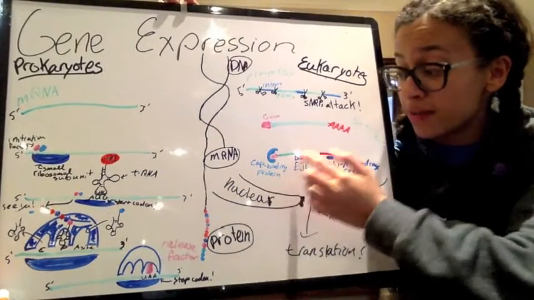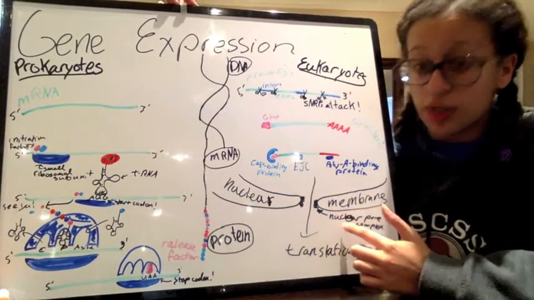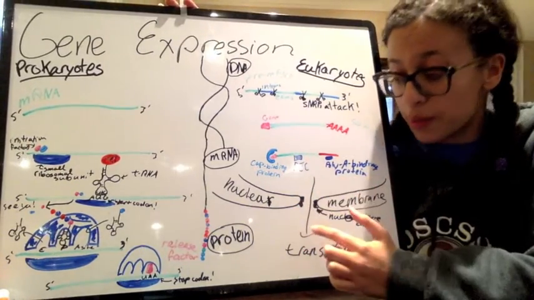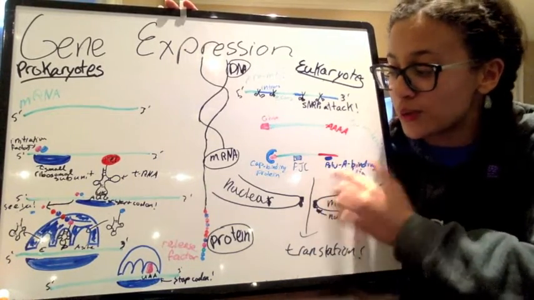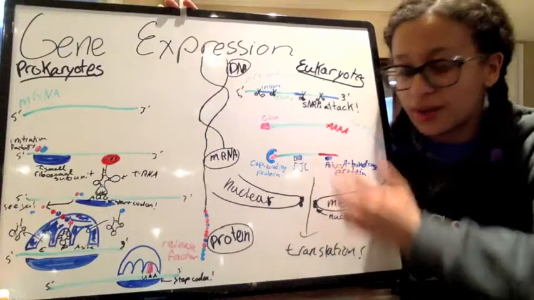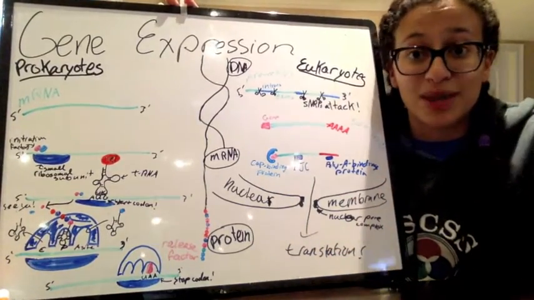And now that you have these three things, you are able to pass through this nuclear pore complex in the nuclear membrane, and it's only going to let you through if you have all those checkpoints over here. If you do, perfect, you can go into the cytoplasm and now you can do translation.